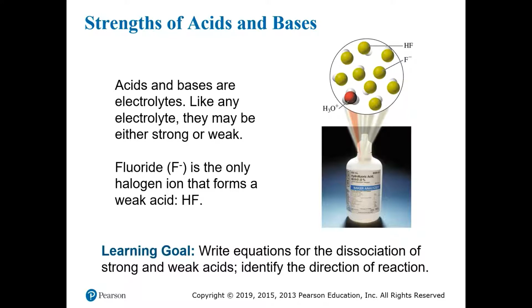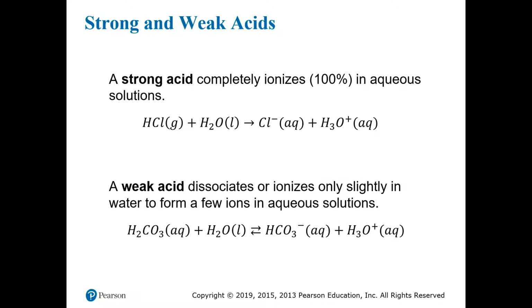In this section, we're going to learn about the difference between strong and weak acids and bases, and learn how to write the dissociation reactions between them. When we talk about strong and weak acids, it's in the same sense that we talk about strong and weak electrolytes. So a strong acid, just like a strong electrolyte, will completely ionize or dissociate into ions when you dissolve it into an aqueous solution.